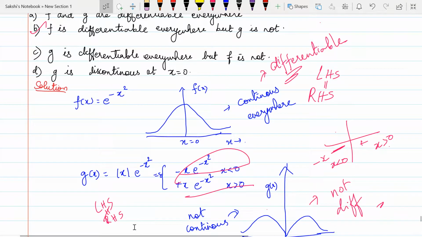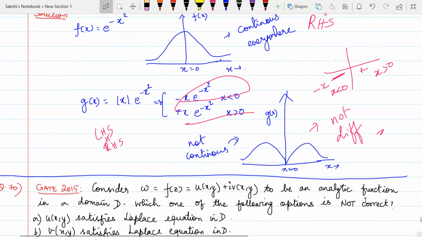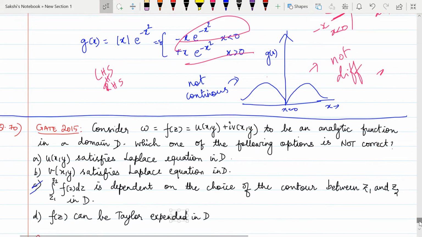So let us see the next question, which is from GATE 2015, 70th question. You have a function w equal to f of z, u plus iv, and this is an analytic function in domain D. If I say this function to be analytic in domain D, then which of the following is not correct?